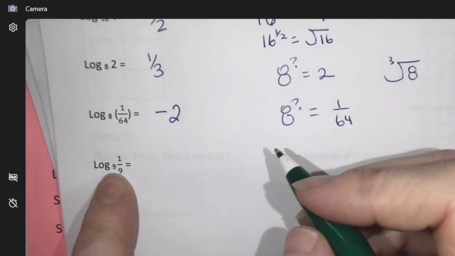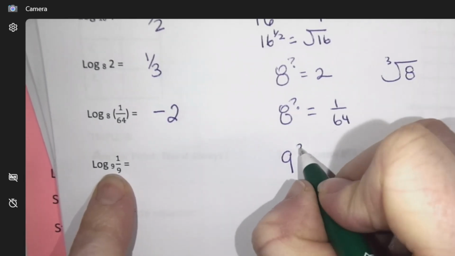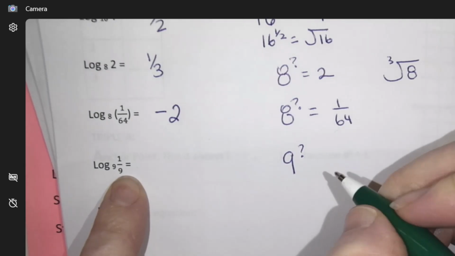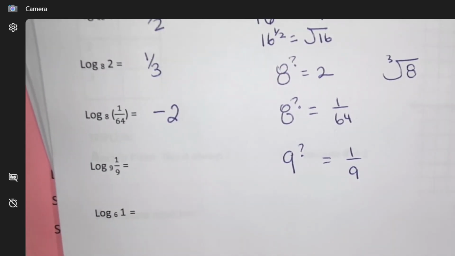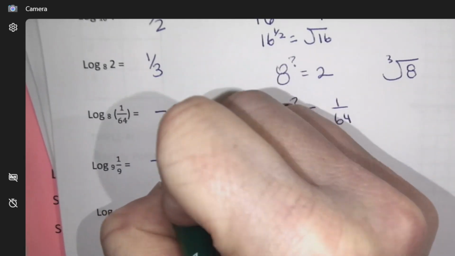Okay, the next one here, the little base is 9. We have to think of the exponent that would get us to 1/9. So again, that location moved. So what did that? A negative.